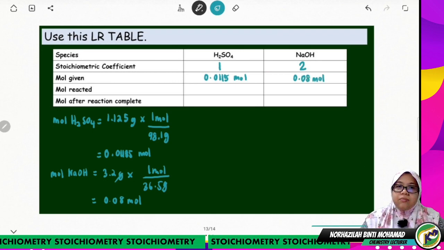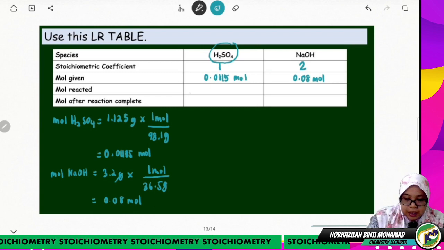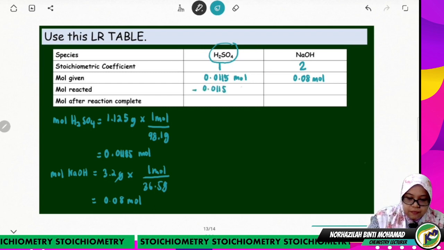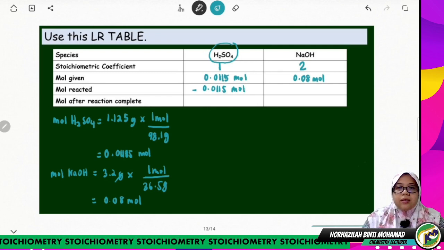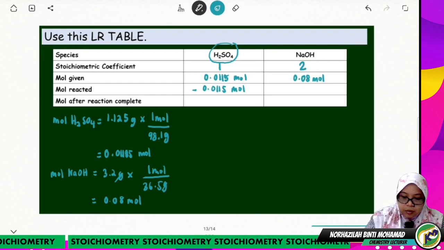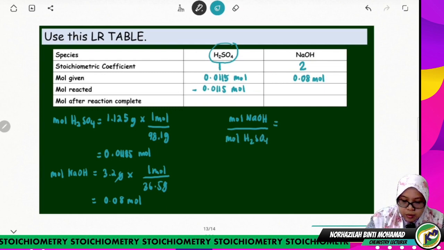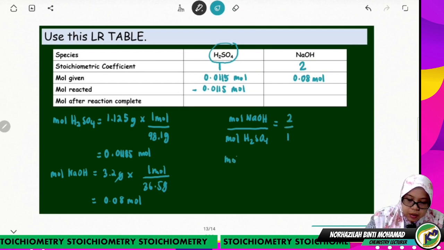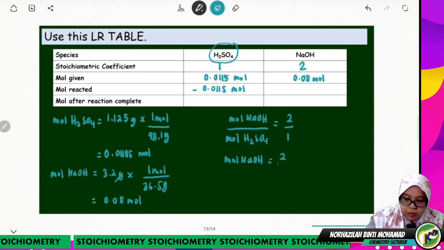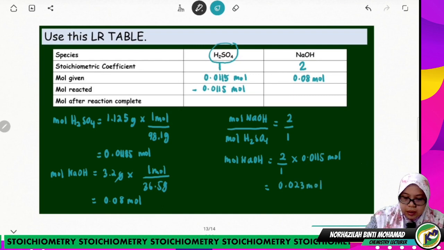So right now we will assume that all of H2SO4 has been used up in the reaction. So minus 0.0115 mole. So right now what we need to calculate is the mole of sodium hydroxide that is needed to react with 0.0115 mole. So mole sodium hydroxide needed divided by mole H2SO4 equals to 2 per 1. So mole sodium hydroxide is equals to 2 per 1 times 0.0115 mole. So we will get 0.023 mole.